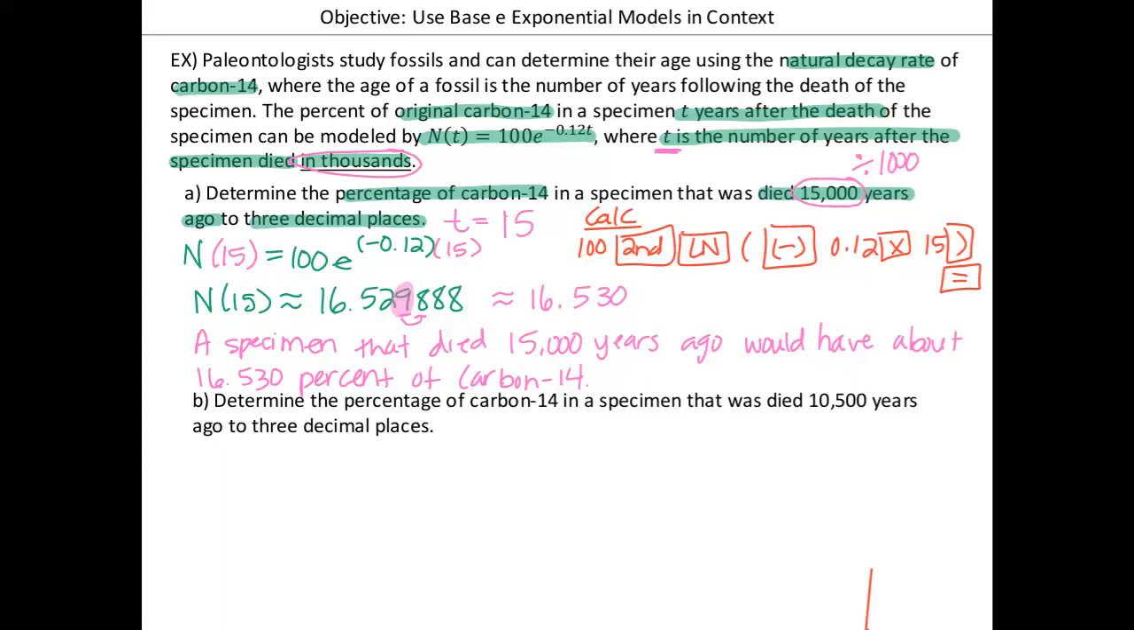All right, so for part B here, I want you guys to try this one. It says determine the percentage of carbon-14 if the specimen died 10,500 years ago, and you were rounding to 3 decimal places. So 10,500, I need to figure out what my t is going to be. Remember, you can do 10,500 divided by 1,000 to figure out what t is going to be.